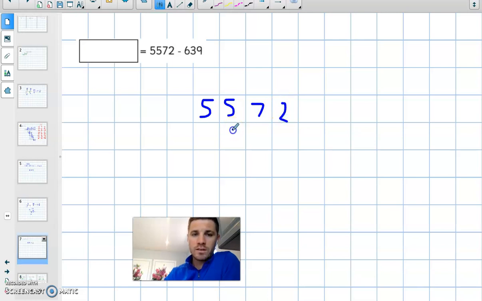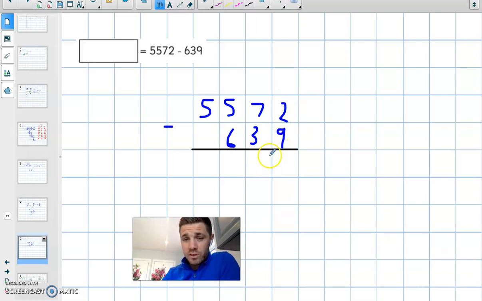5,572 subtract 639. And all they've done there is move the answer box to the beginning of the number problem instead of at the end. So we always start by subtracting from the smallest digit. 2 take away 9 we can't do, so we borrow from next door. 7 becomes a 6, 2 becomes a 12.